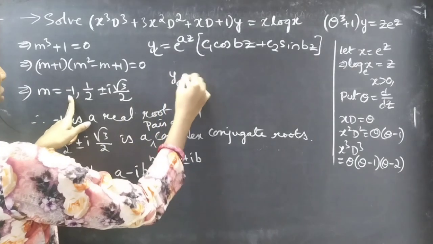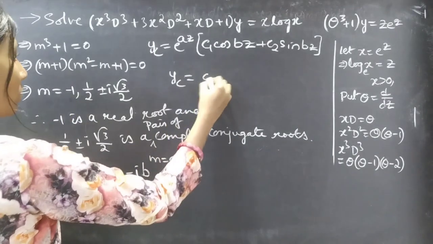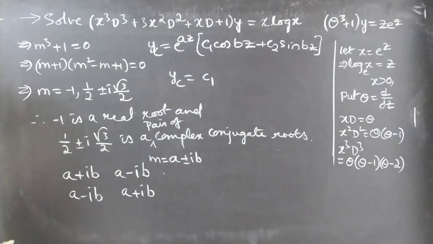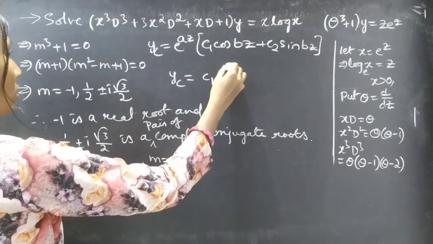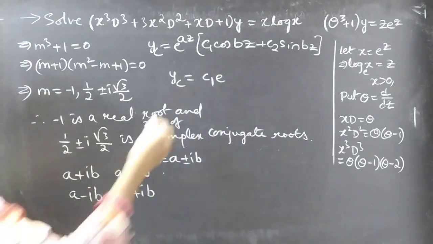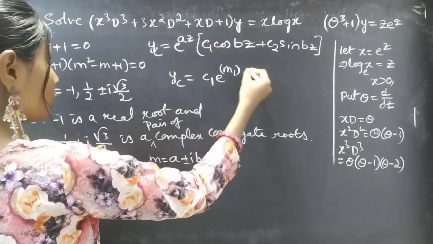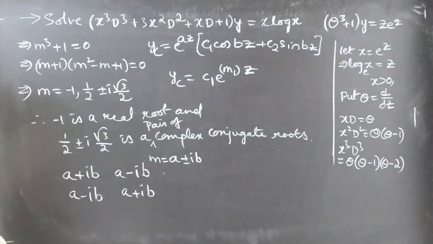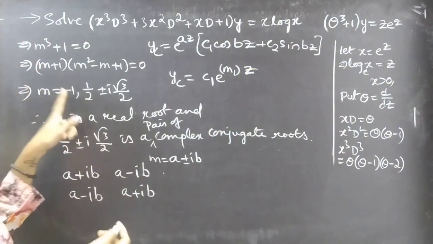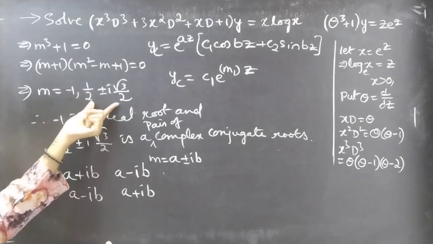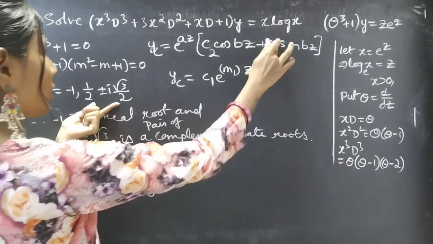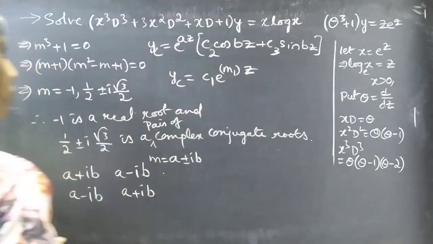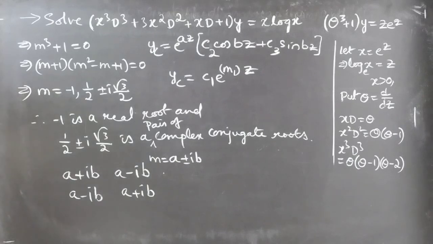So when you have a real root, we can write yc as one constant into e power that real root, say some m1, into z. Okay, so firstly we'll write for the real root and then we'll go for a pair of complex conjugate roots. So let's change the constants here, c2 as c2 and c3 for our convenience. Okay, now coming to the complementary function.